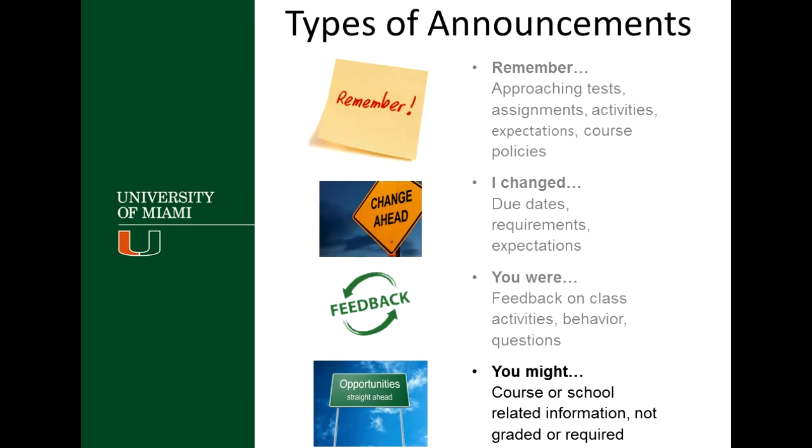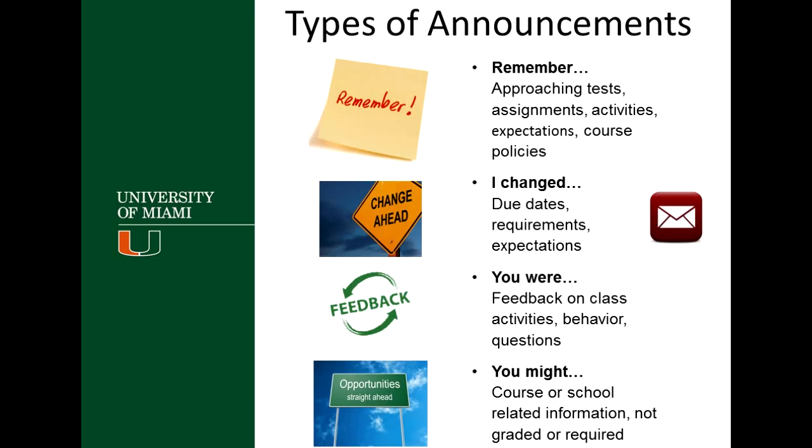So "you might" is a good thing for announcements, because it just sits there. Students can see it or not, can take action on it or not, but you're not pushing it in their face or anything like that. And one of the things I've added here is a little red email button, and that is whenever you change something, you want to not only put it on the announcement page on Blackboard, but you want to email it to the students. And announcements let you do that.